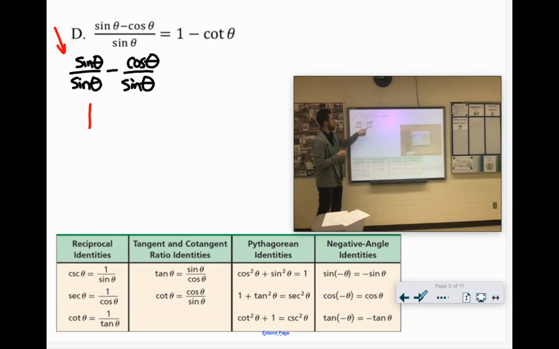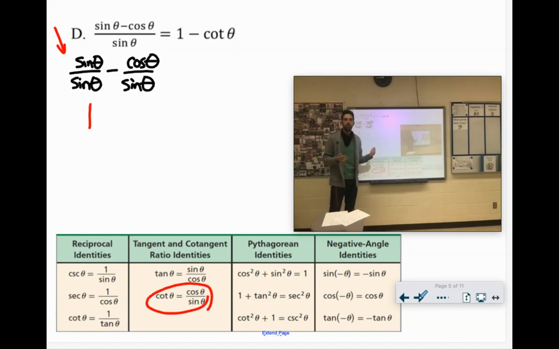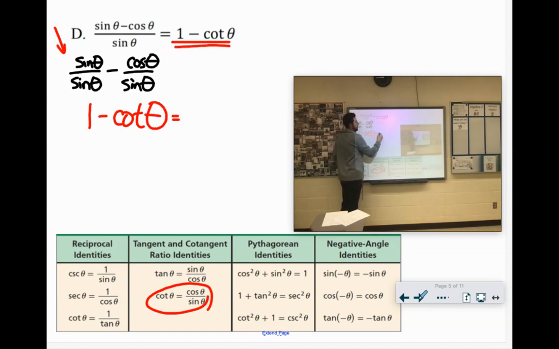Now, cosine over sine, if you look down here, is the definition of cotangent. Cotangent is the reciprocal of tangent, so it would be cosine over sine. So we can replace the cosine of theta over sine of theta with cotangent of theta. Holy smokes, that was what we were looking for the whole time. 1 minus cotangent of theta. Sweet.